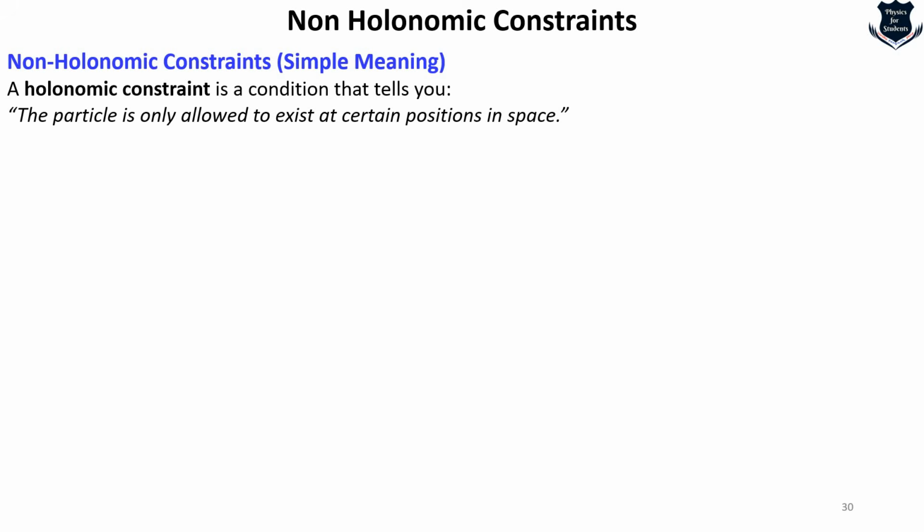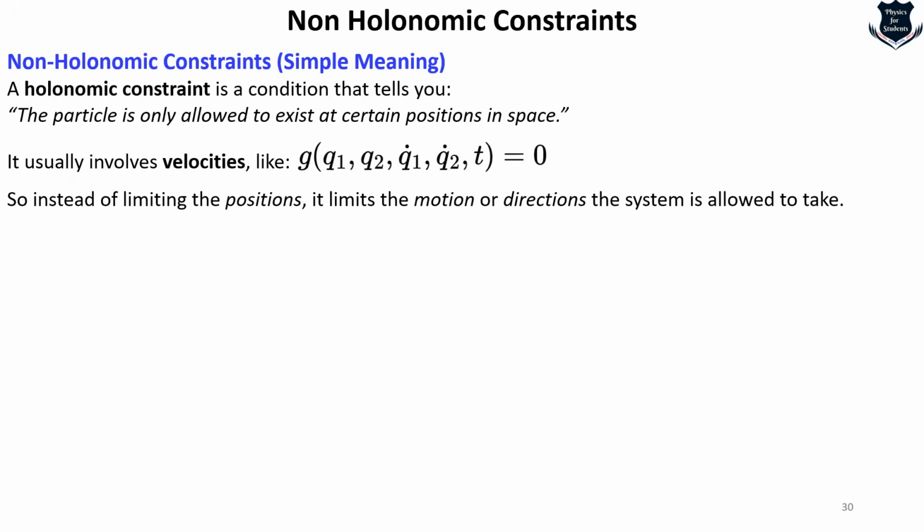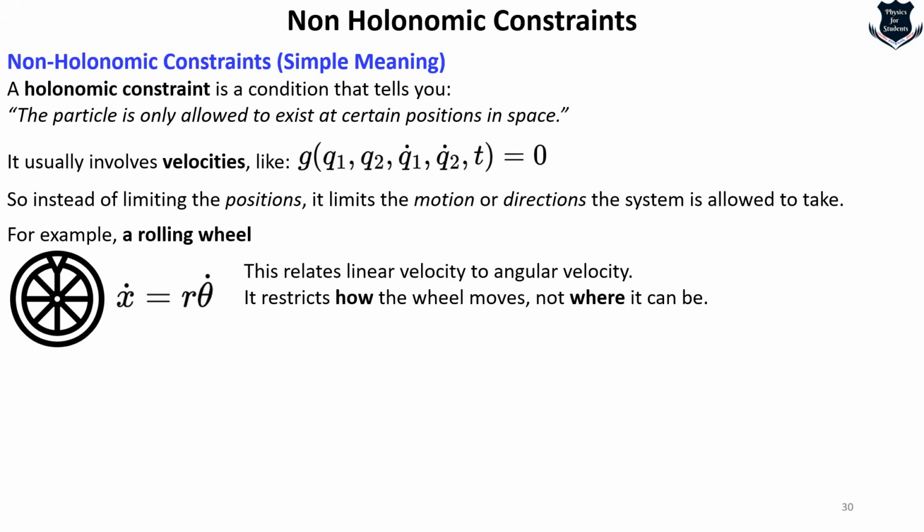Now, when I talk of non-holonomic constraints, it actually tells you the particle is only allowed to exist at a certain position in space. That means it usually involves velocities like this. So instead of limiting it in terms of position, it limits the motion or directions the system is allowed to take. For example, if I take a rolling wheel, it relates linear velocity to angular velocity. That means this one, which you can see, x dot equals r theta dot, is the restriction. It restricts how the wheel moves.